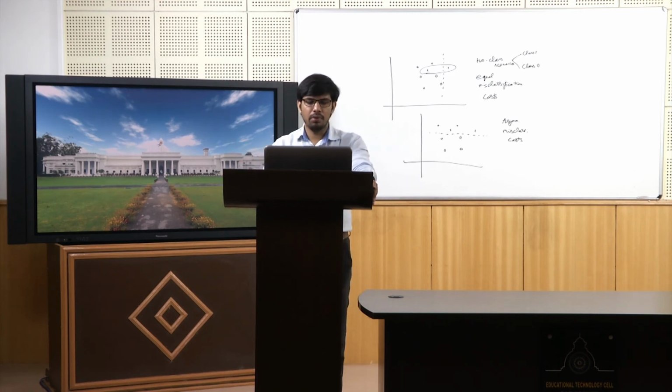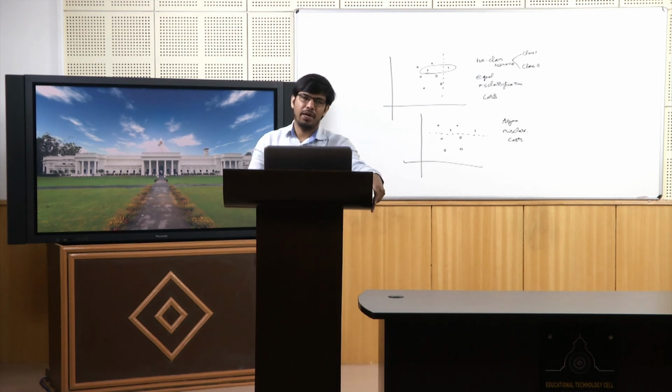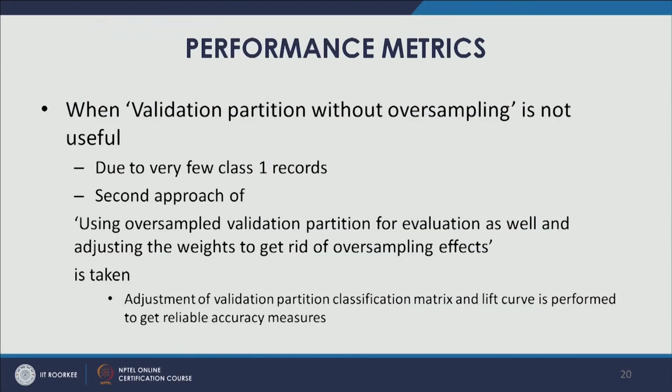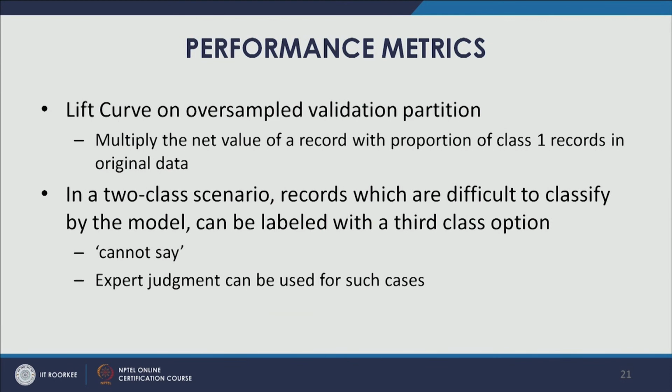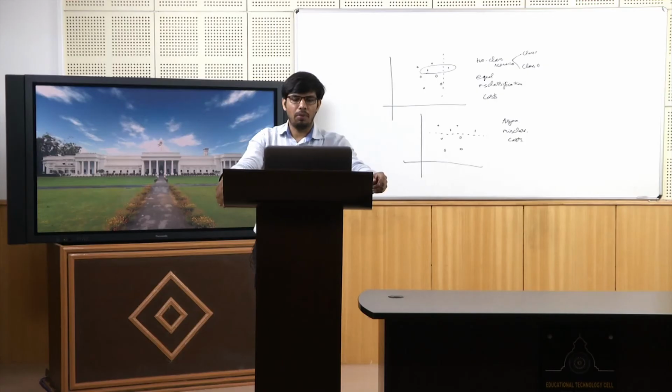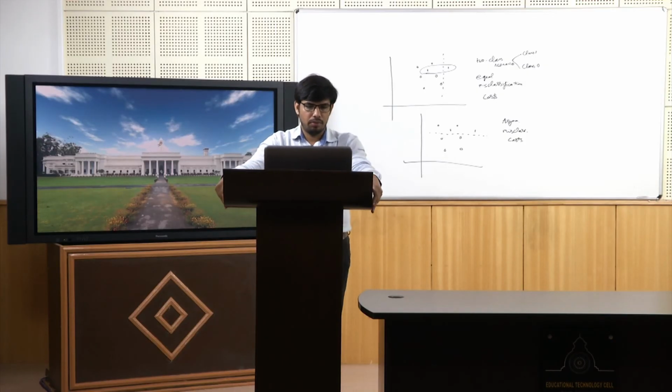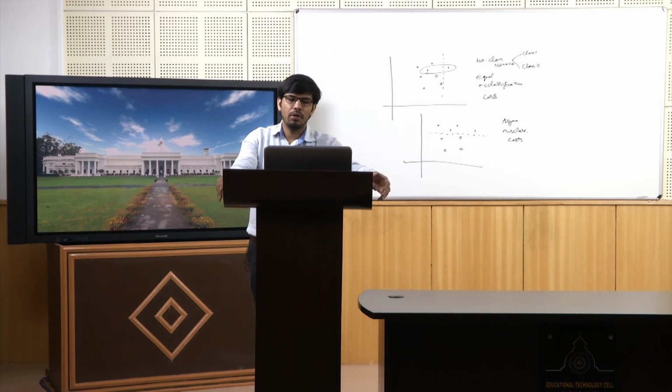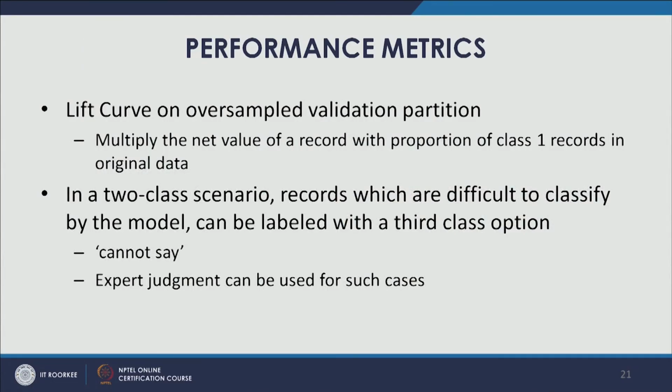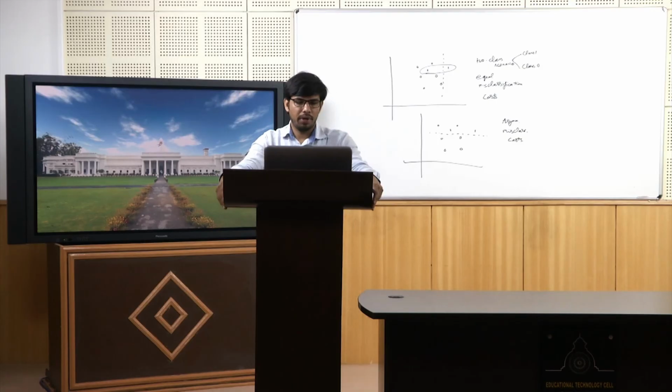Now the lift curve can also be appropriately adjusted so that we can again find out the efficiency of the model for the oversampled validation partition case. The same thing is being discussed here: lift curve on oversampled validation partition. So how do we create that? The steps that we followed earlier for the lift curve we had created before can be followed here.